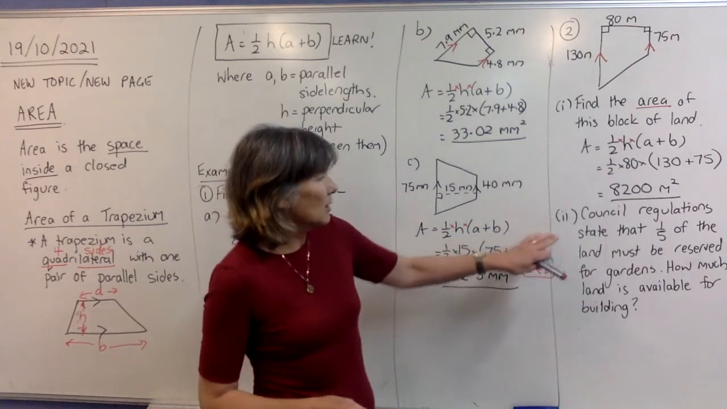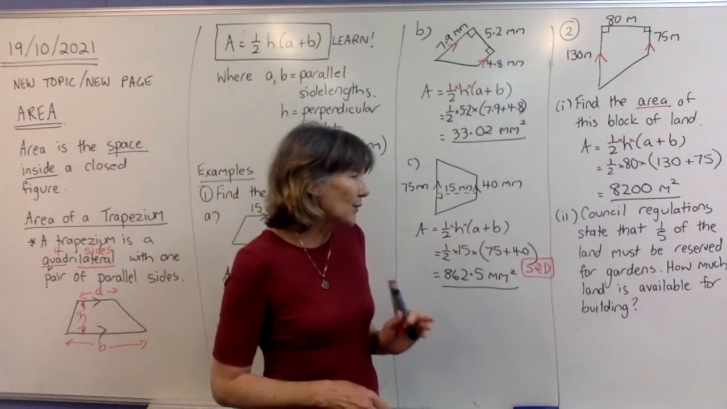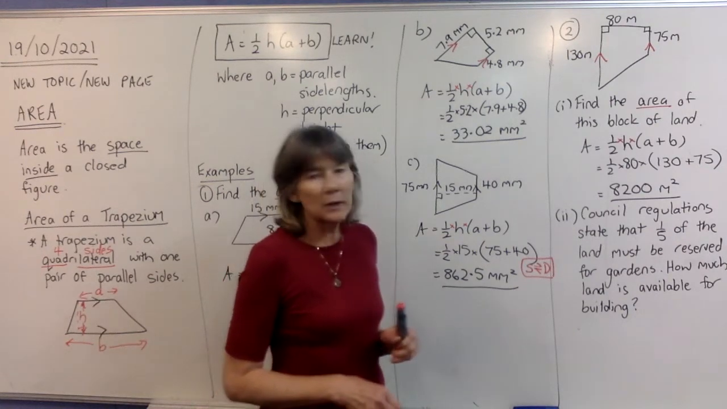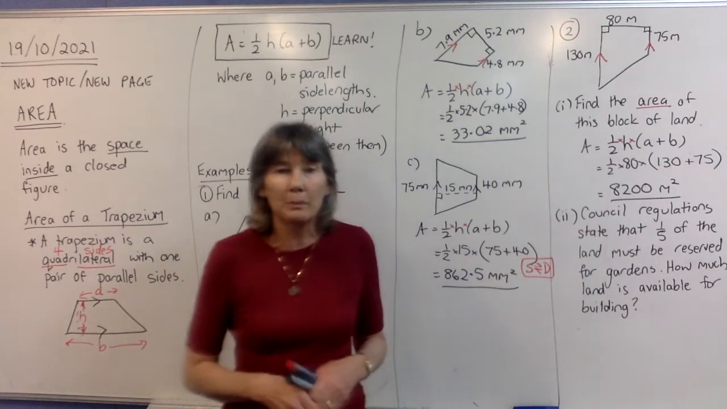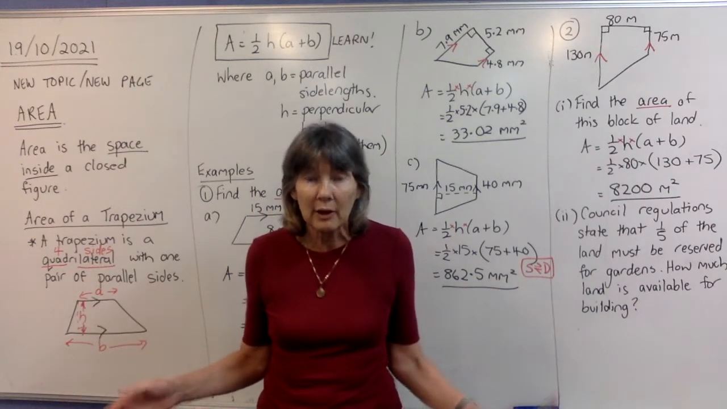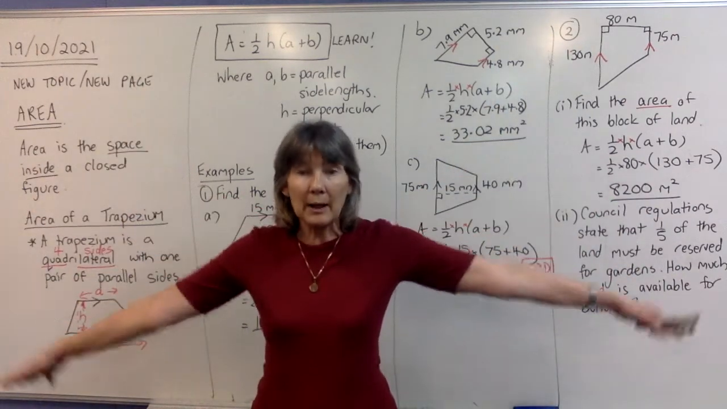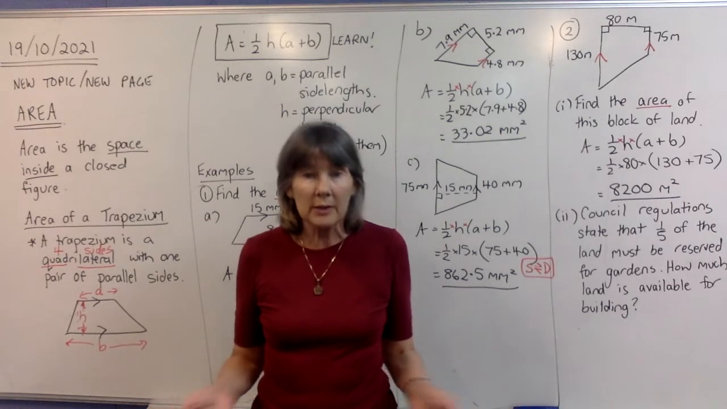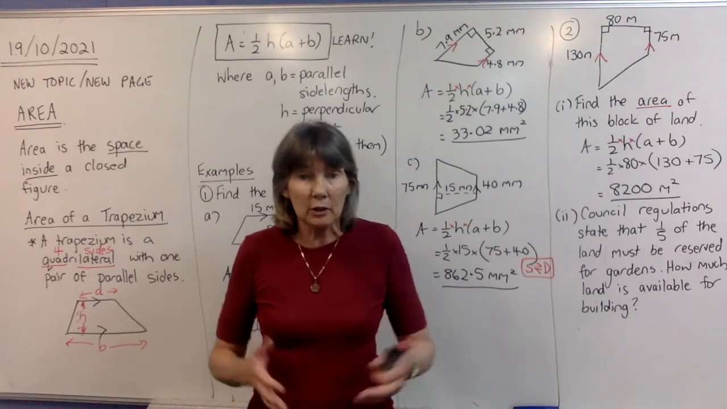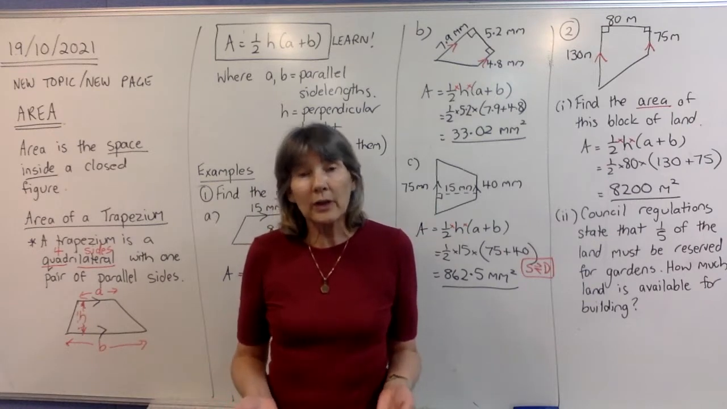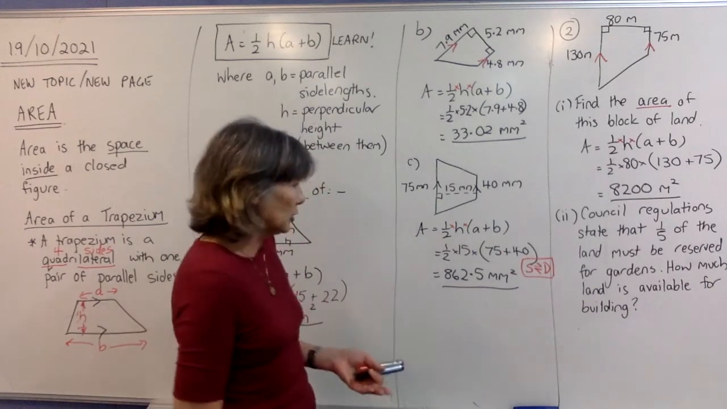Okay, now it says, council regulations state that 1/5 of the land must be reserved for gardens. Now councils do that because otherwise some people would build on every piece of land that they have. Just put one big house up, don't care about anybody else, and there'd be no trees, no flowers. It's very ugly to look at a whole lot of buildings next to each other, and it's for the environment that we have these regulations.